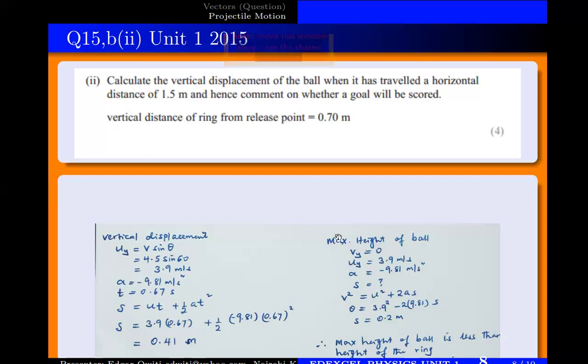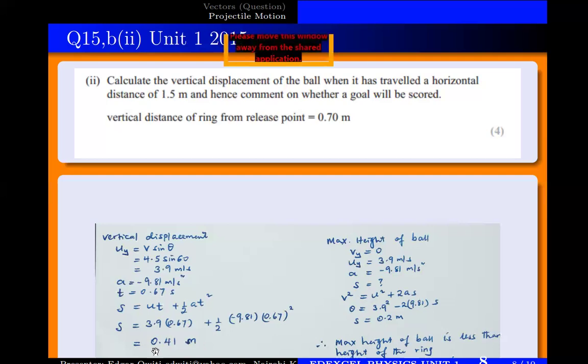So then the other part of the question says, comment on whether a goal will be scored. So you have to consider something like the maximum height of the ball. So for the maximum height, you take the final velocity to be equal to 0. You have calculated the initial velocity as 3.9. You have acceleration, which is negative 9.81, which is usually given, and you're looking for the vertical displacement at maximum height. So again, you identify the correct equation, and you realize that the equation that you will now have is v squared equals u squared plus 2as, and that gives you a maximum height of 0.2 meters.